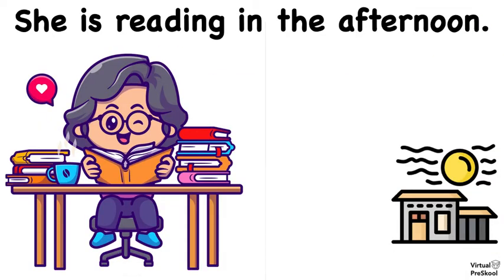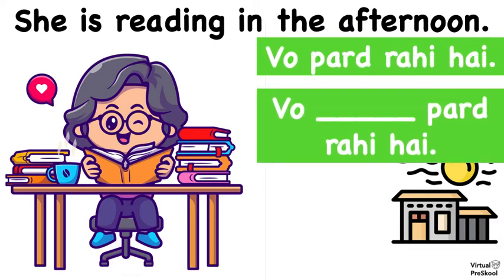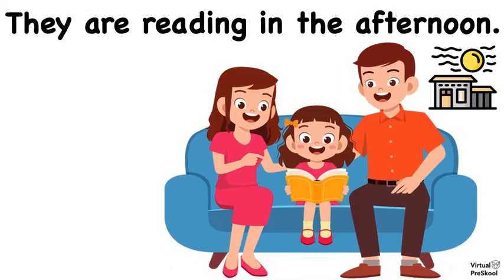Next one, she's reading in the afternoon. Let's do she is reading first. वो पढ़ रही है. And in the afternoon is दोपहर में. So we need to add that into the blank line. So it would become वो दोपहर में पढ़ रही है.